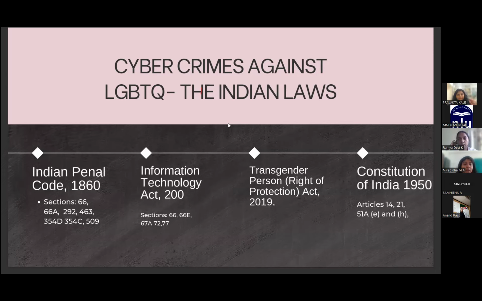In addition to this, there is also the National Cybercrime Reporting Portal, which enables citizens to report complaints pertaining to cyber crimes. But in this option also, only binary gender is specified for the complainant, and there is no gender neutral option given in the space for gender.